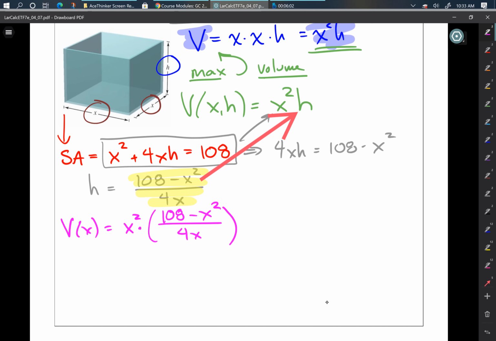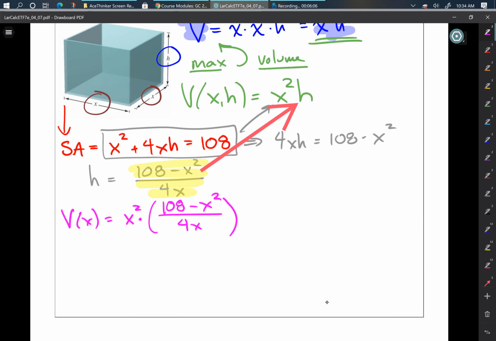Okay? Now that I've got that, I'm going to do a little bit of simplification and clean that up for a moment. I think I can get a cancellation to occur here and here. And let's see, what will that give me? That will give me (108x minus x cubed) divided by 4, or if you prefer, 1/4 times (108x minus x cubed).